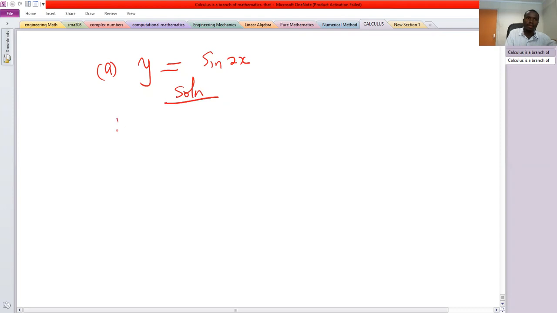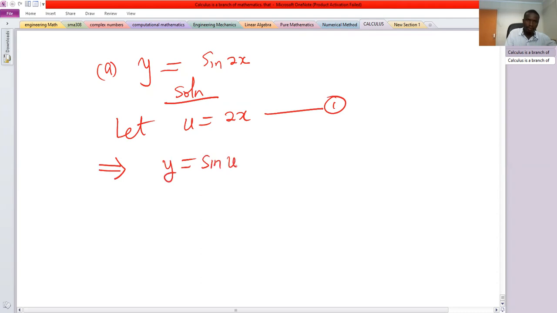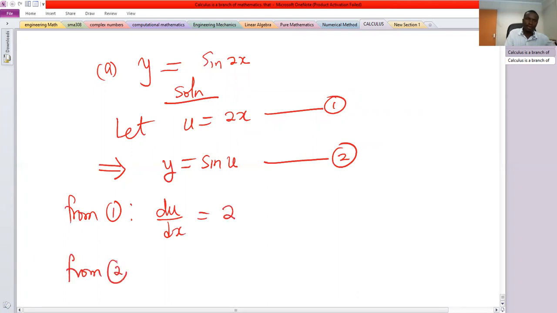To solve this, you let u to be 2x, call it equation 1, which implies y will be sine of u, because we have already fixed this one to be u. Call this one equation 2. Now from equation 1, du dx is given by 2, and from 2, dy du is given by differentiating sine function, you get a cos function.